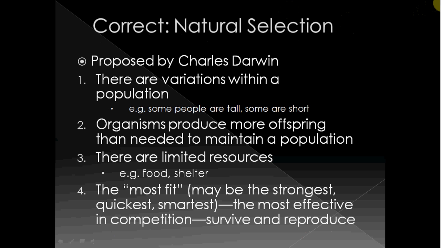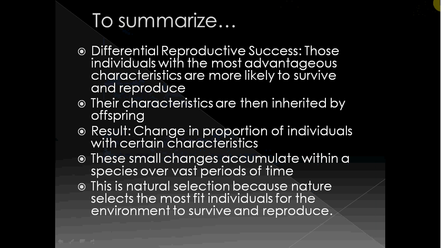Instead, years later, Charles Darwin proposed evolution by natural selection. He observed that there are variations within a population. For example, some people are tall, some people are short. And organisms produce more offspring than needed to maintain a population. However, there are limited resources like food and shelter. So the most fit, which may be the strongest, the quickest, the smartest, depending on the environment, basically the most effective in competition, survive and reproduce. To summarize, Darwin believed in differential reproductive success, which is that those individuals with the most advantageous characteristics are more likely to survive and reproduce.